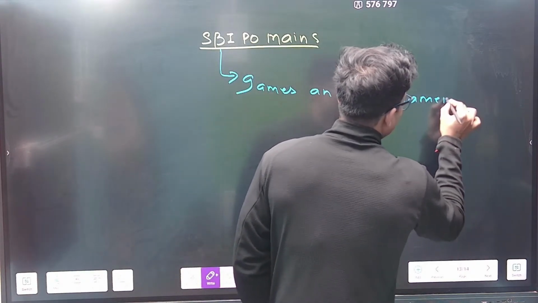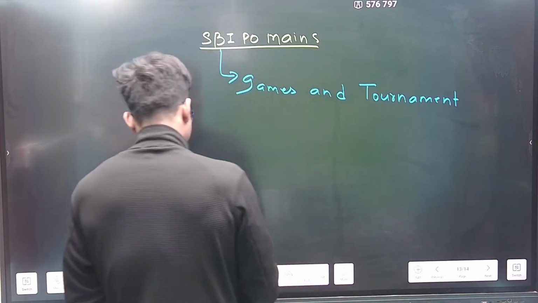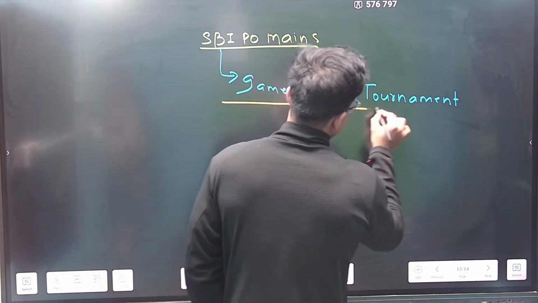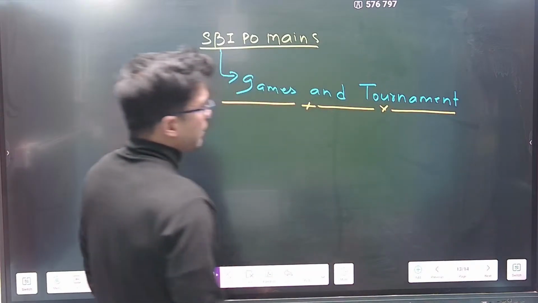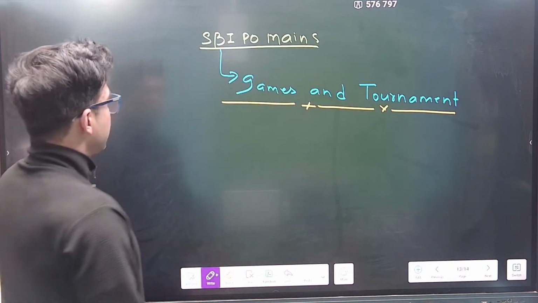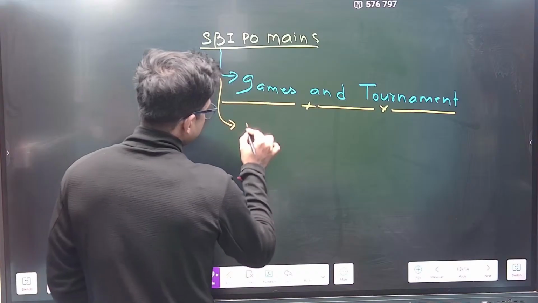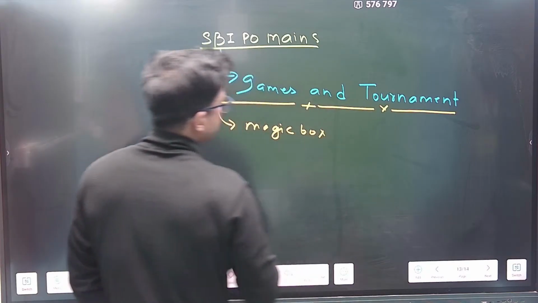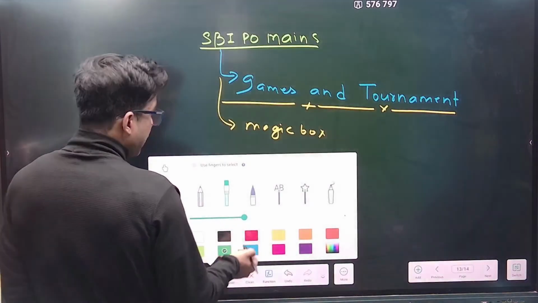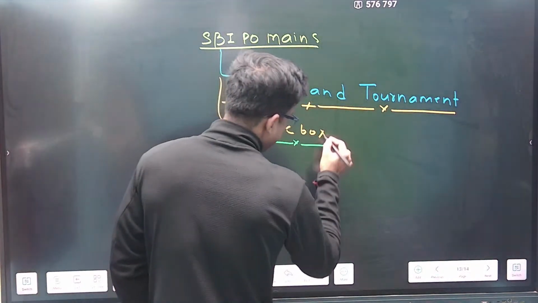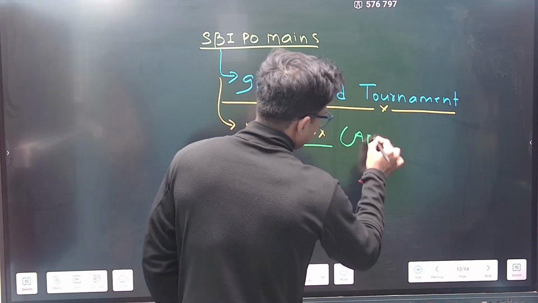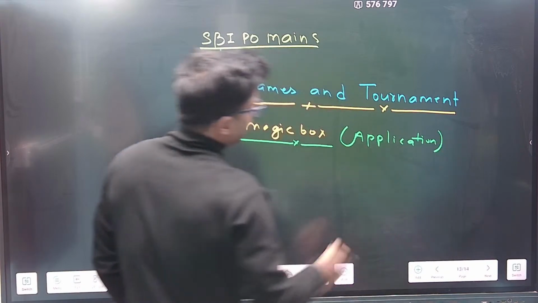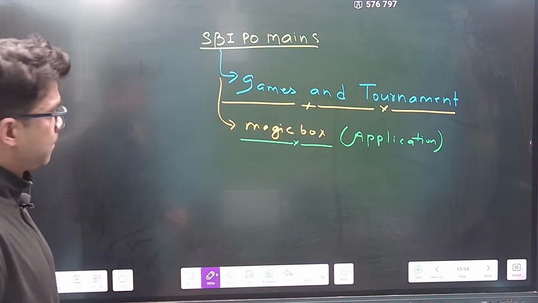Now you guys should understand, which kind of questions they're asking? They're asking questions from games and tournament. They have asked a question from magic box. It is not directly available, but they have asked the question. This is the application. The people who know how to apply can solve the question. The people who don't know cannot apply.